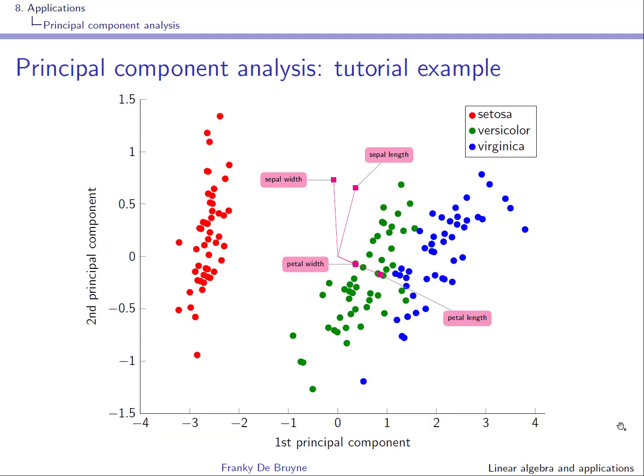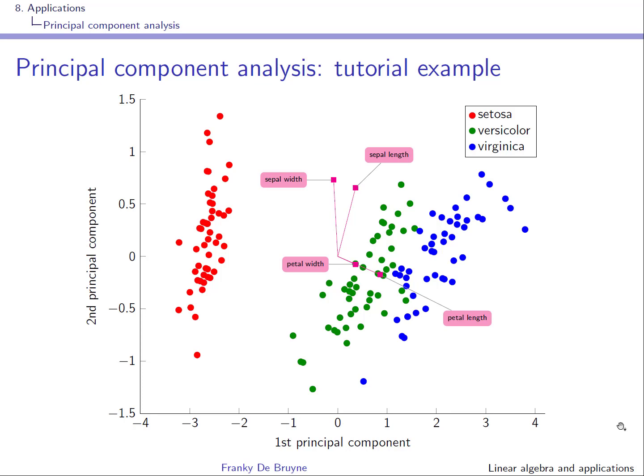Okay, so this is the scatter plot that comes from the principal component analysis. On the x-axis you have the first principal component, on the y-axis the second principal component, and here we have shown every data point with the type of iris that is associated. I want to stress the fact that we did not use this type of iris information to do the principal component analysis.